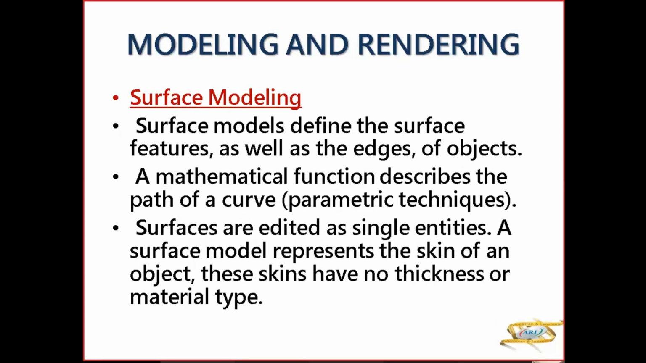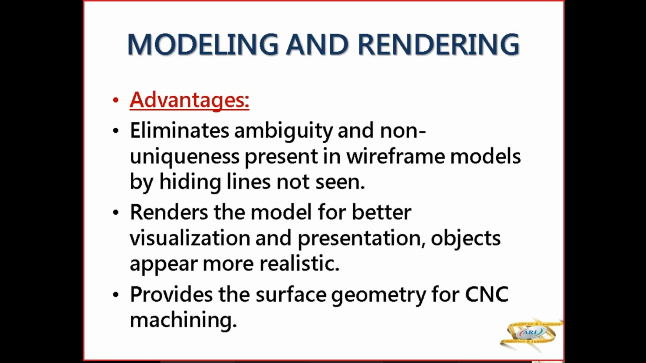Now, in surface modeling, you define the surface areas, you get the edges of the object plus the surface. So it's a mathematical function describing the path of the curve. And these are edited as single entities. And these represent the skin of the object, but will not give the thickness of the skin. You get the surface, but you don't get the depth. So the advantage is it eliminates the ambiguity which you had with the hidden lines. And the non-uniqueness is all eliminated.